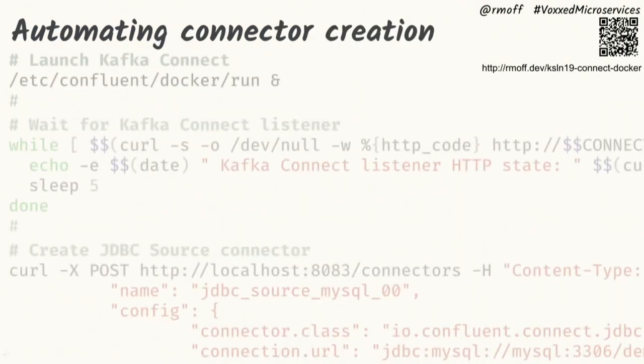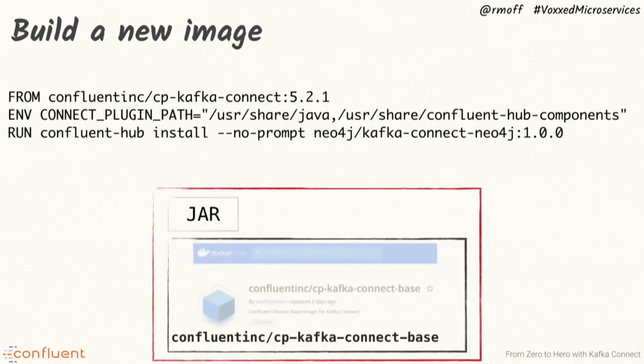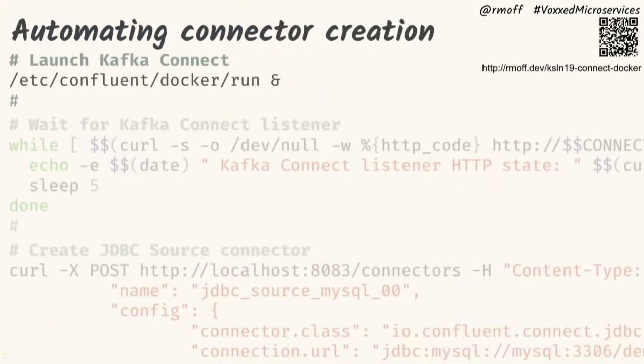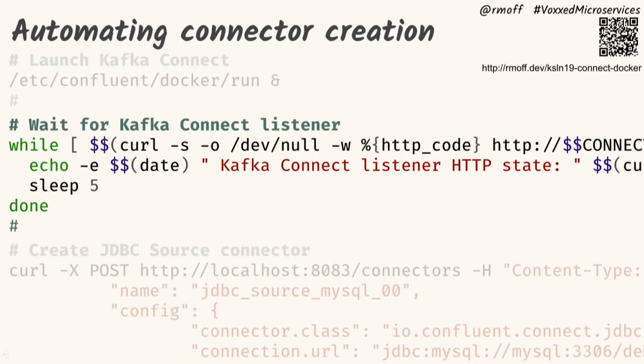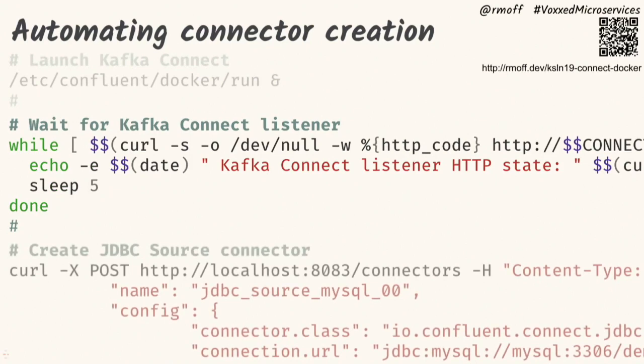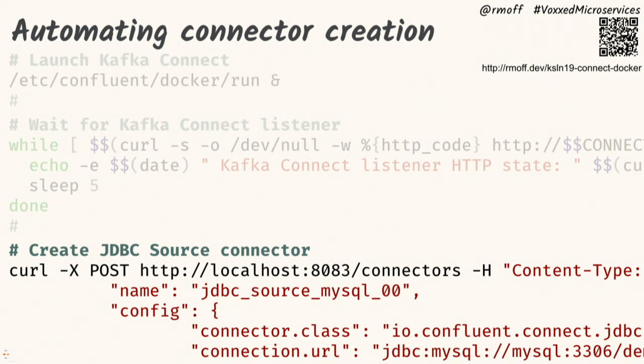You can also automate the creation of a connector itself. So that's talking about building an image, but once you've spun that up, you've just got a Connect worker with no configuration. You can automate the creation of that configuration. So you launch the worker, you wait for the worker to spin up and start running and the REST API to be available, and then you just say, here's a lump of JSON, and go and create it.